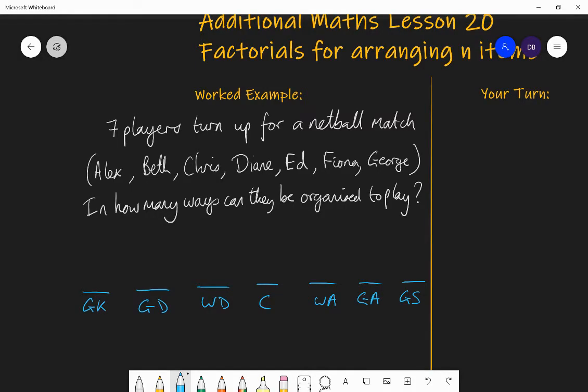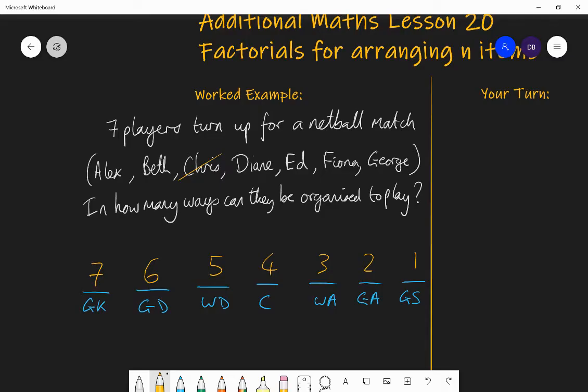Okay, so let's say I choose someone. So I have 7 choices for the first position. So that's 7 in there. If I've chosen someone, then now, let's say I chose Chris, I now have 6 choices left for goal defense. If I chose someone for goal defense, I have now 5 choices left for wing defense, etc. 4 choices, 3 choices, 2 choices, 1 choice.